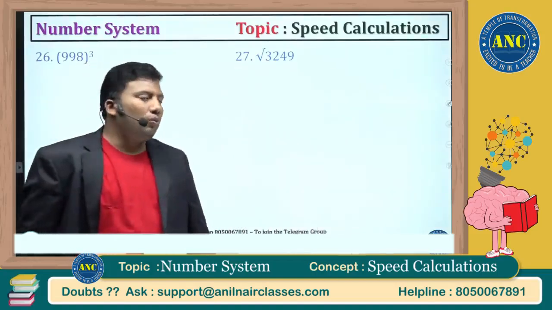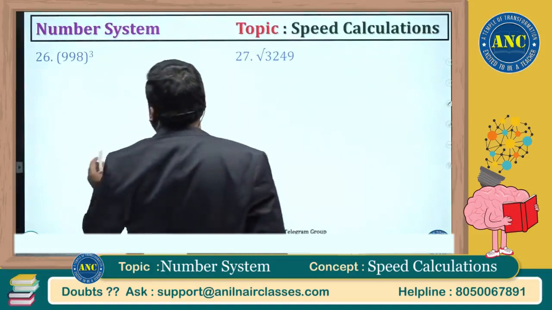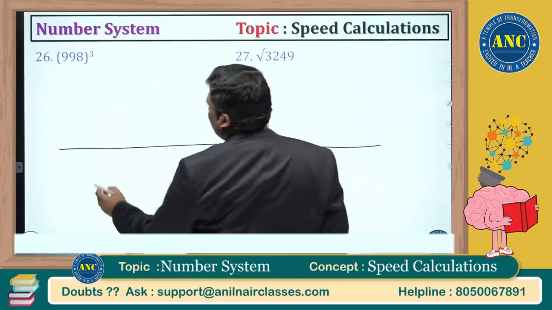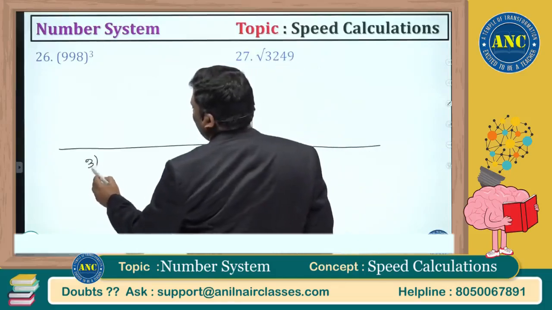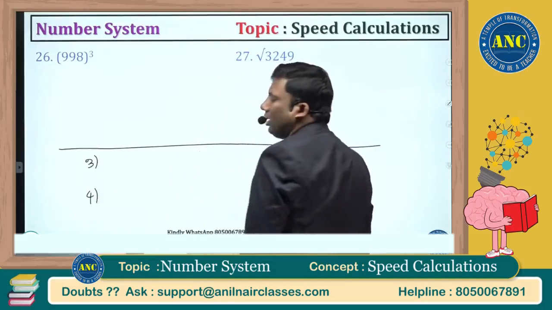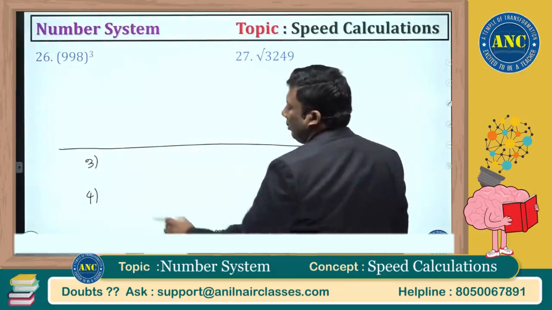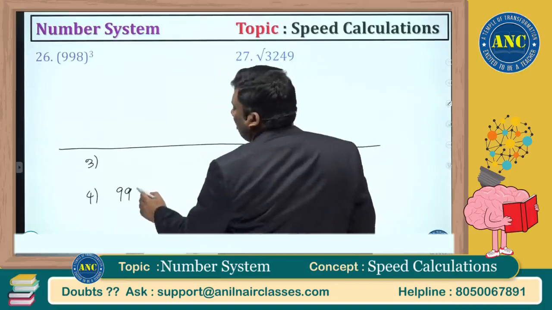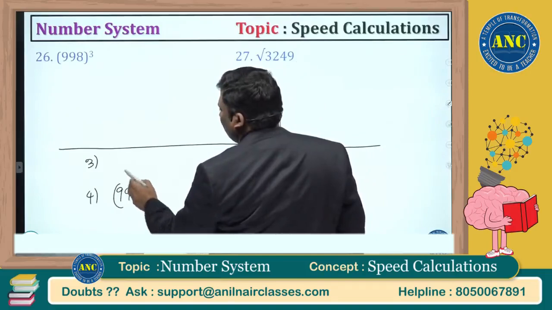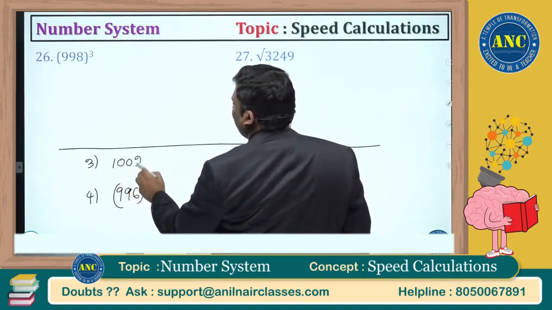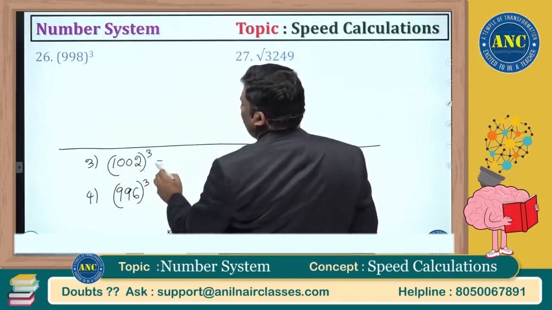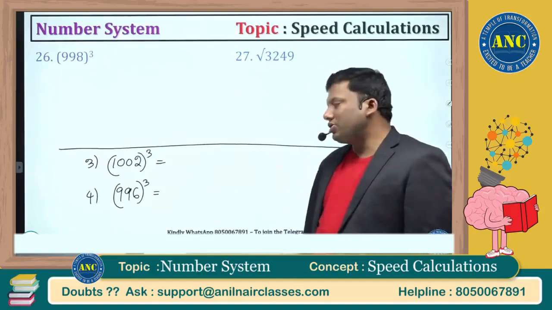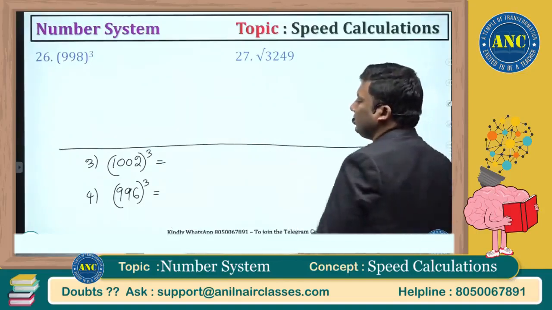We did the cube of two numbers. Just to make ourselves comfortable, let us do one more problem. The third one and the fourth one will both be close to 1000: 996 whole cube and 1002 whole cube. So that we will be very comfortable with our calculations.